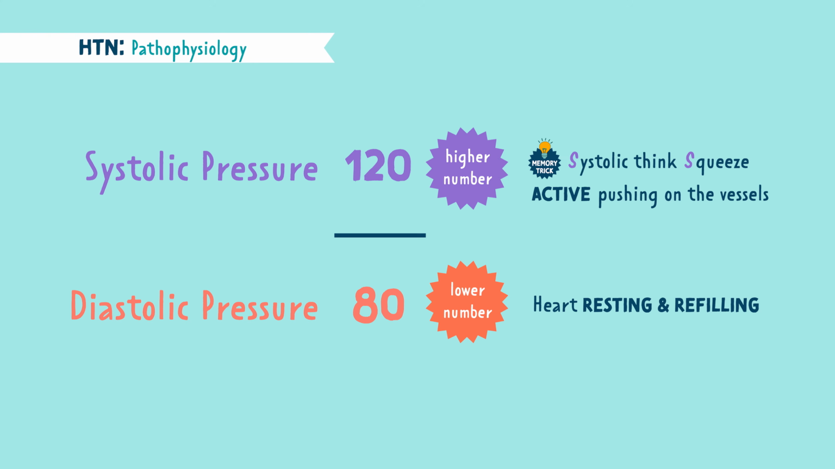If you look at the number, systolic is on top and diastolic is on the bottom. Systolic should always be higher than diastolic. If you think about it, it makes the most sense because systolic, think squeeze. There is an active pushing on the vessels, and diastolic, the heart is resting and refilling.